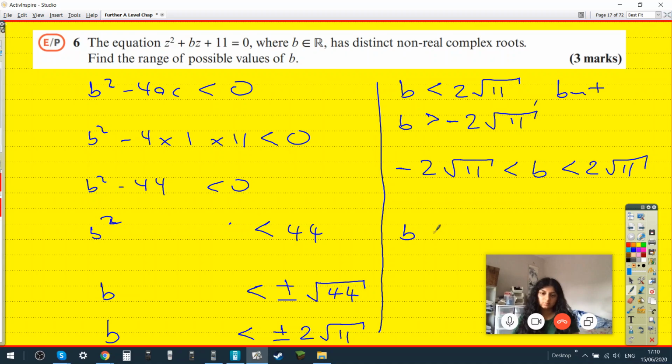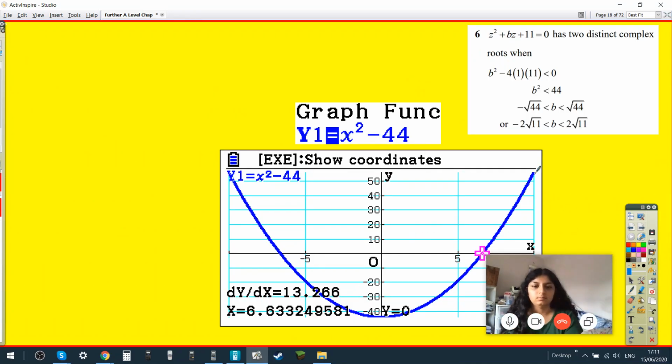Or if you are very fancy, you say the magnitude of b is less than 2 root 11. I'm not very fancy. Let's see. Here we go. b is in between those two.